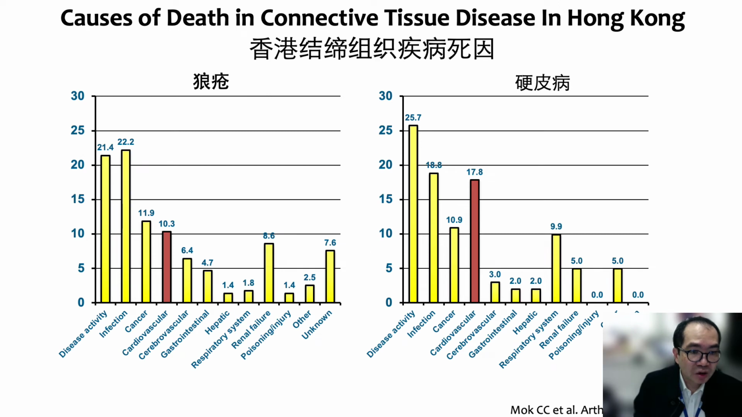And this is the cause of death in Hong Kong in patients with systemic sclerosis and also patients with SLE. And you can see that many of them have cardiovascular disease. They die of cardiovascular causes, which is very common.